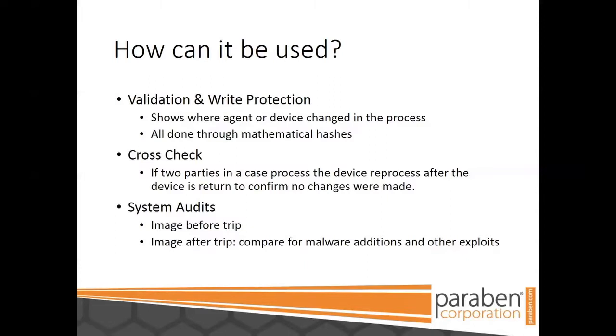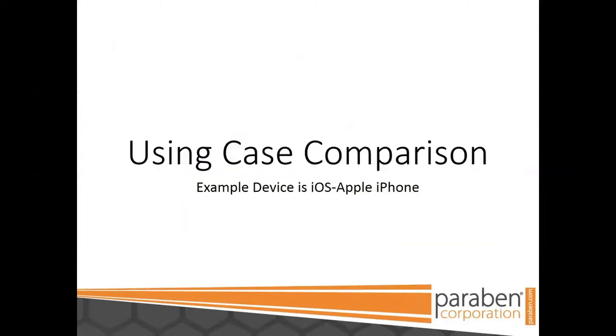If one of the Paraben group is going outside a country, we'll image their device before they go, and then when they get back, we'll image it again and see what changes have occurred. That way, if we see any changes within the file system or that could potentially be malware or other malicious exploits, we're able to see those by doing this case comparison function. It can be very handy, it can be used in a variety of different functions in your lab, and it is a function that is unique to the Paraben E3 platform.